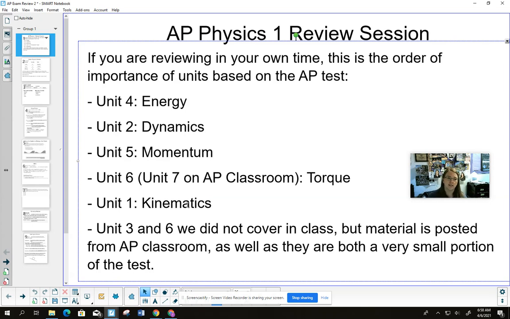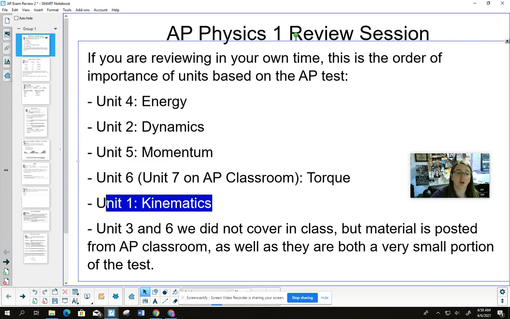But kinematics was our position, velocity, formulas, time, all of those. So if you feel like you were still good with those, that's good, because you might not want to spend too much time on that. It's the least important of the units that we got to.